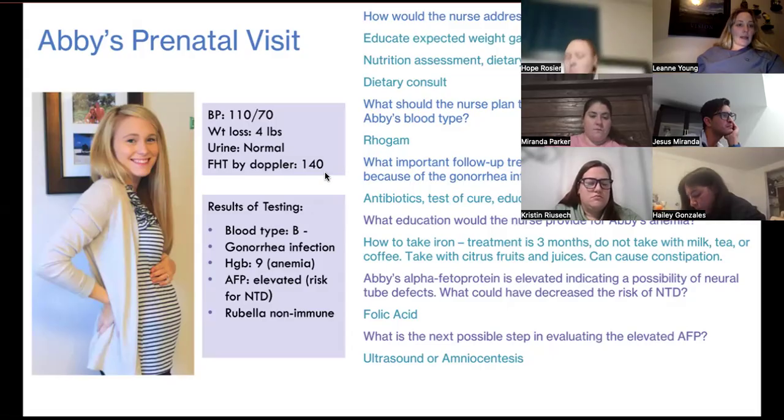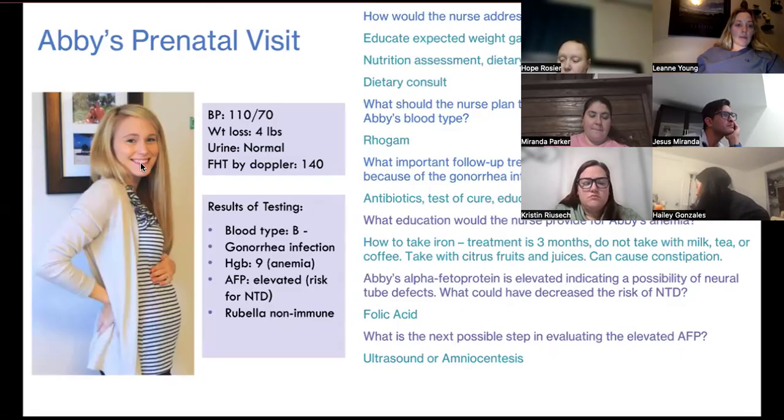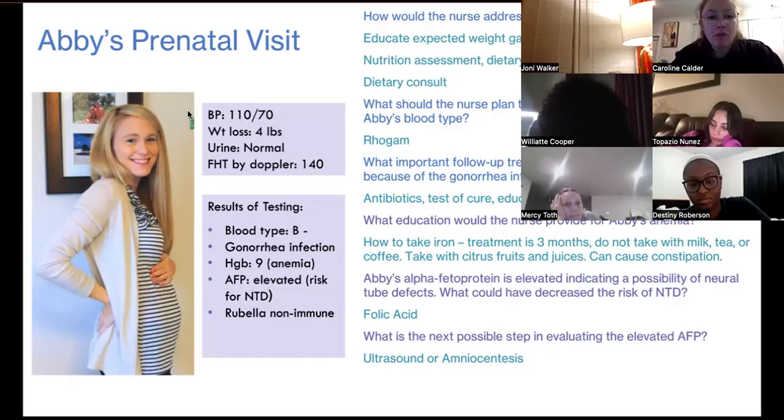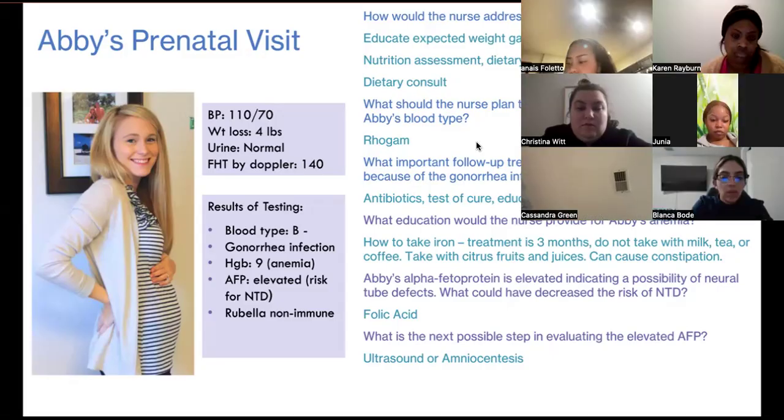In Abby's case, if she's farther along, like 18 weeks or so, we can probably get an anatomy scan via ultrasound, and that might be all she needs. However, if she's still early and we really need it and she really wants to find out whether or not this baby's going to have a neural tube defect, then amniocentesis is what we're going to do. But like I said, it's high risk and invasive, so we try to avoid doing these.